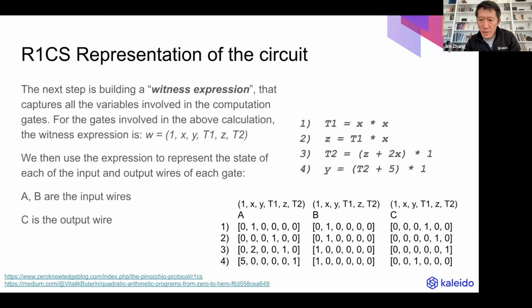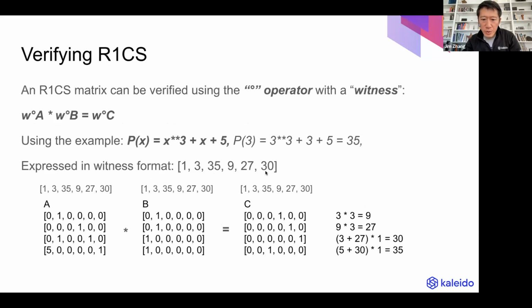What is T2? T2 is plus Z plus 2X. And we put 30 there. So this is our witness series. And if we apply this to our R1CS construction, do we have all the calculation checking out? Let's take a look.